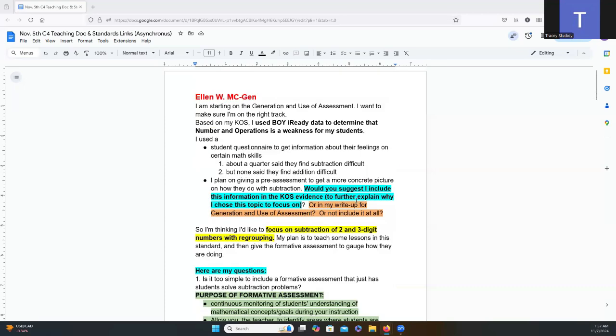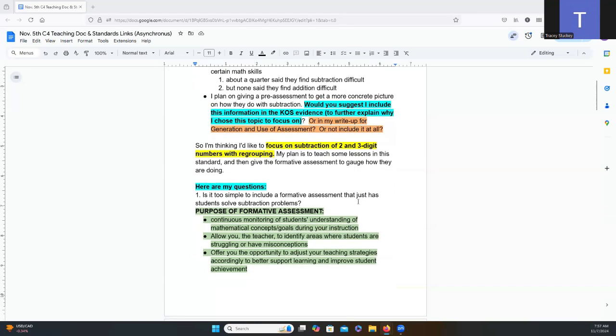Now, Ellen, I can't remember, but I'm thinking your kids are third grade. So that would be like on the low end of MC Gen as far as age band goes. But that doesn't really matter. I'm just alluding to your word simple here, too simple.